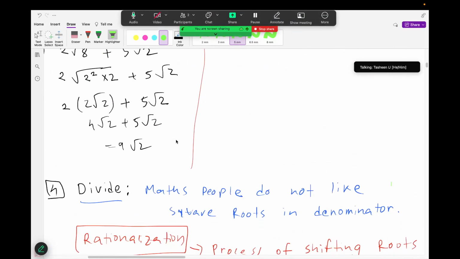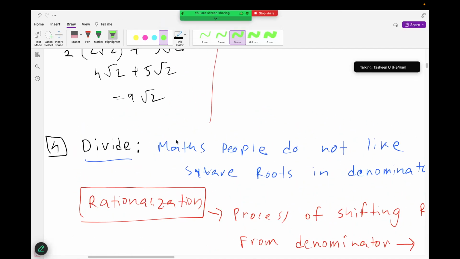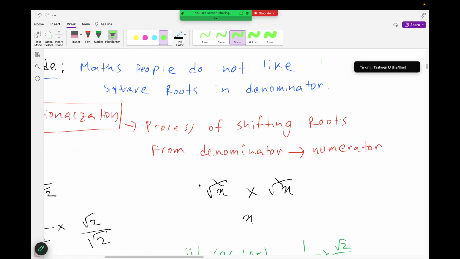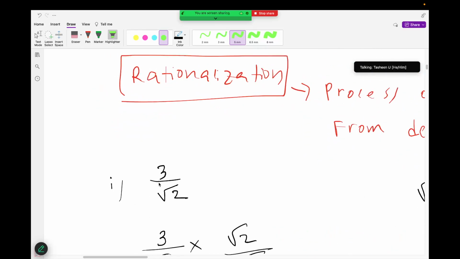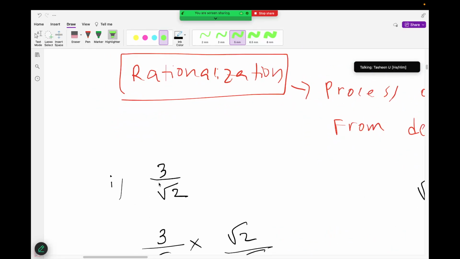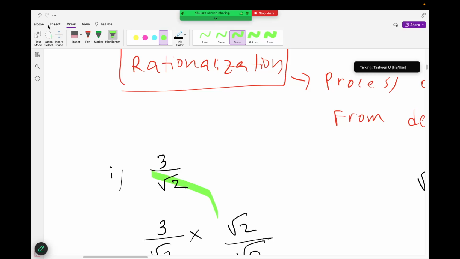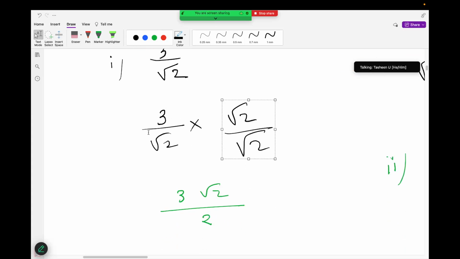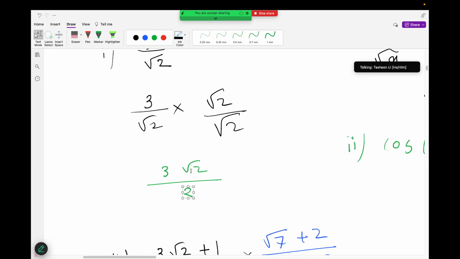Alright, now for division, there is something peculiar. Maths people do not like square roots in the denominator. So when you have square roots, you will have to rationalize. What is it? It is a process of shifting roots from the denominator to the numerator. Let's say you have root 3 divided by root 2, you will have to take this root away from the denominator and take it to the numerator. So what we do is we multiply by root 2 over root 2, a fraction that has the same thing in the numerator and denominator, so that it becomes 1, and we know that root 2 multiplied by root 2 is 2.